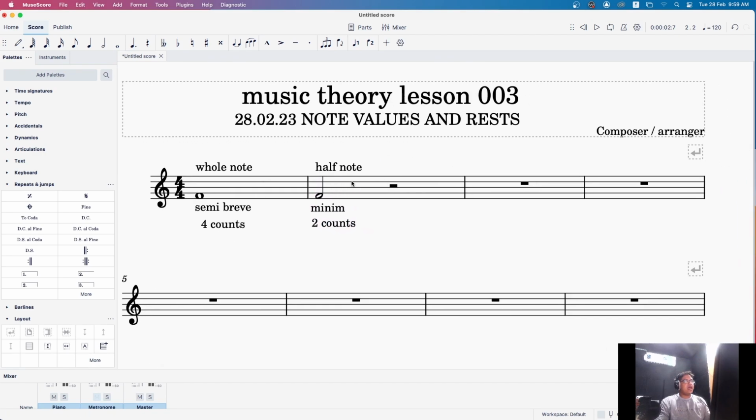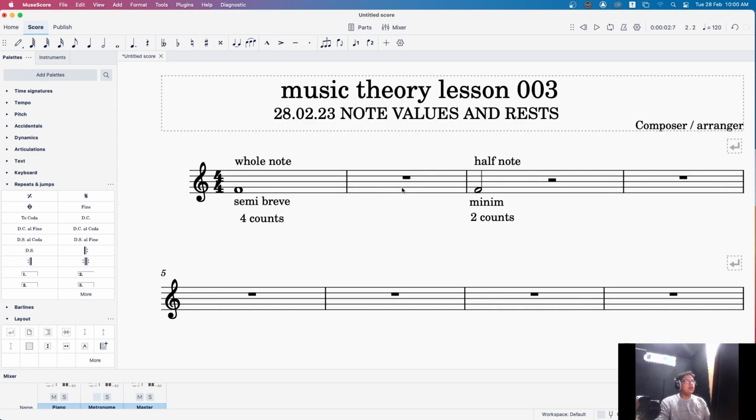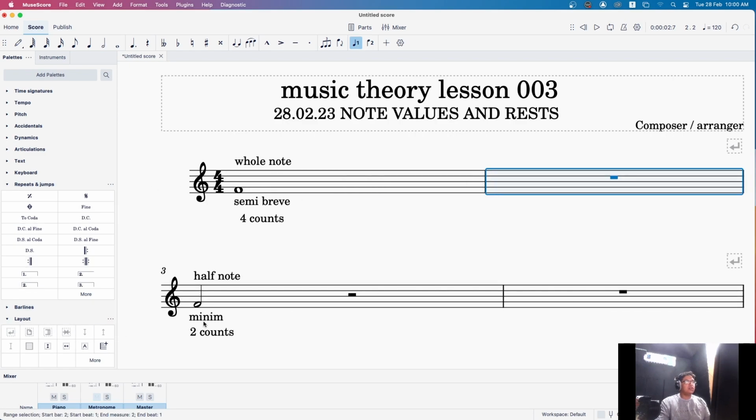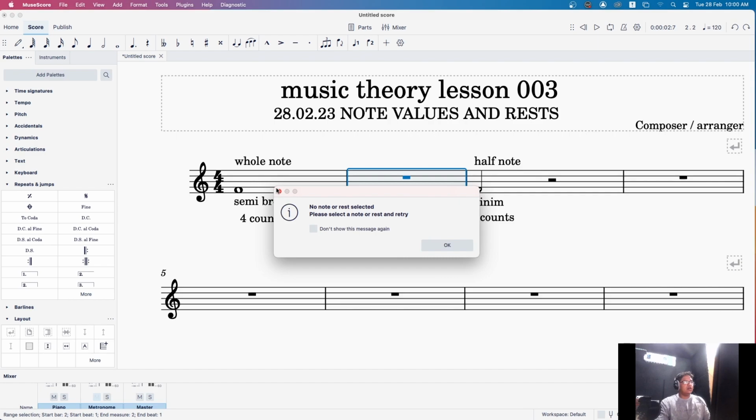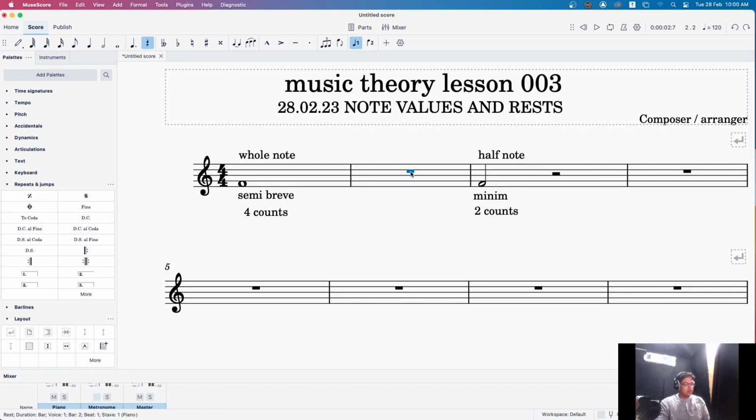Now next to this we have the rest, which is called the minim rest. Actually, I would have done this here. Wait, I'll do this here. So this is the whole note, and this is the whole rest. This is called the whole rest, or as semi-breve, you can call it semi-breve rest. Same only. This is also 4 counts.